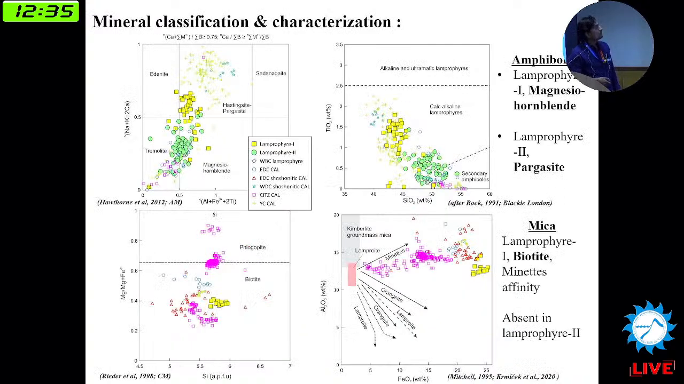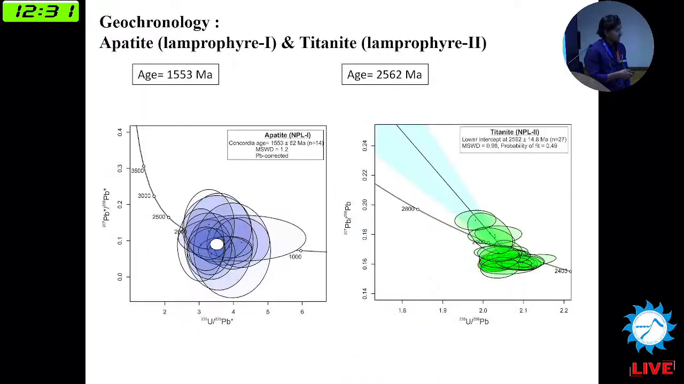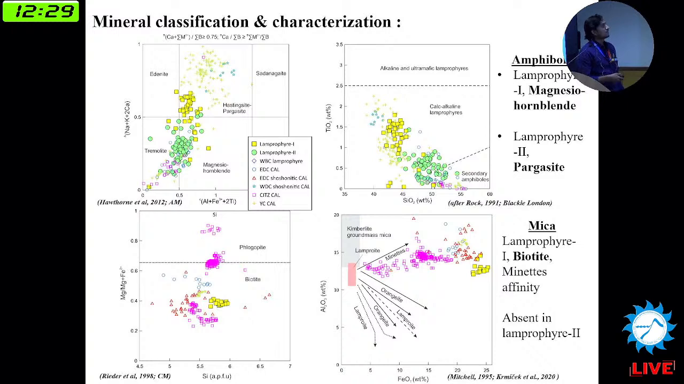The amphiboles present in our lamprophyre are classified as magnesio-hornblende for lamprophyre 2 and pargasite for lamprophyre 1, with some secondary tremolite also there. They belong to the calc-alkaline lamprophyre because they have very low titanium content. And in our lamprophyre 1 we found some mica, classified as biotite, and they follow the Mg-Fe trend.